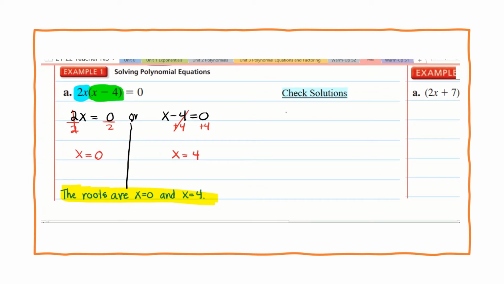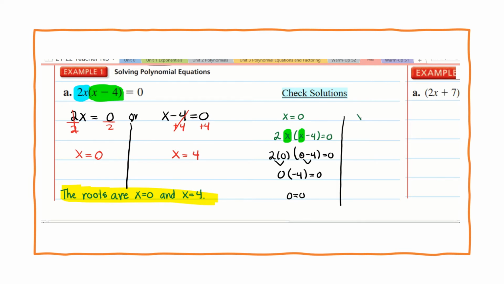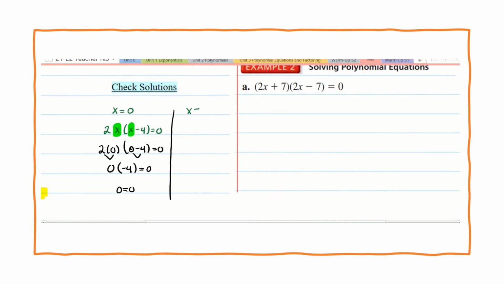And then we want to check that those solutions are in fact correct. So we go back to the original equation and plug in the values that we found for x. For the first one, I'm going to plug in 0 for x. Everywhere I see x in my equation, I'm going to replace it with 0, and then I'm just going to solve. I multiply the 2 and the 0 since they're together, which indicates multiplication. Subtract inside the parentheses. We have multiplication again. We get that 0 equals 0. So that means that x equals 0 was correct.